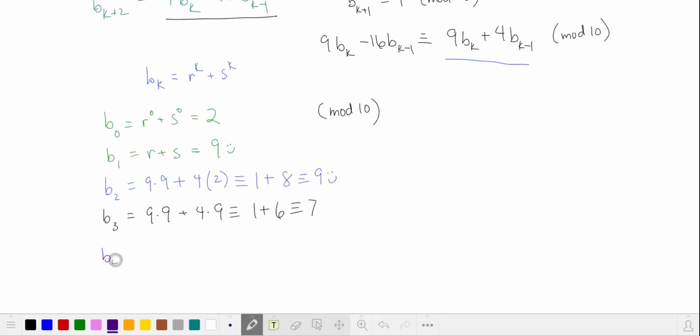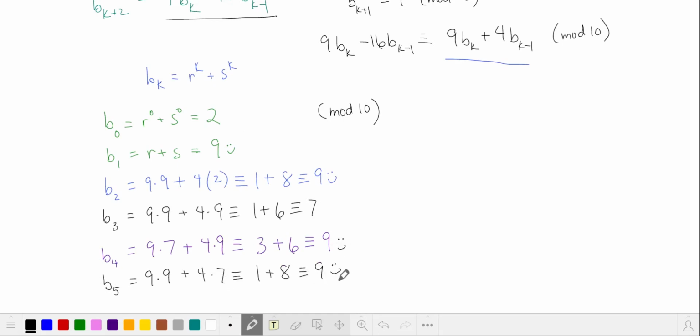Keep on going to b sub 4. We'll take 9 times 7 and 4 times 9. We get 3 and a 6, and we get a 9 again. Each term depends on the 2 that came right before it. So when we get 2 9s in a row, we won't need to check anymore. b5 is 9 times 9 and 4 times 7. And in mod 10, that also gives us a 9. We know that the next term is going to be 7 from what we had before.